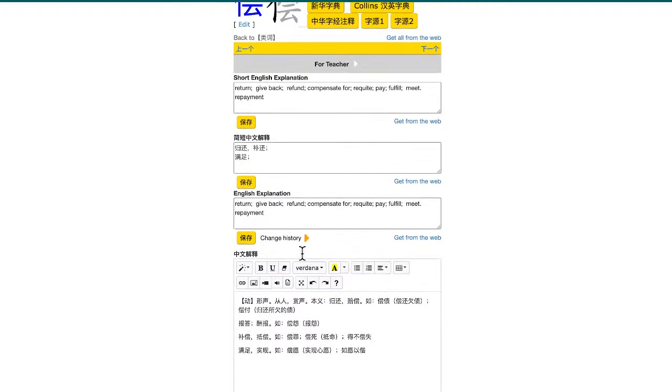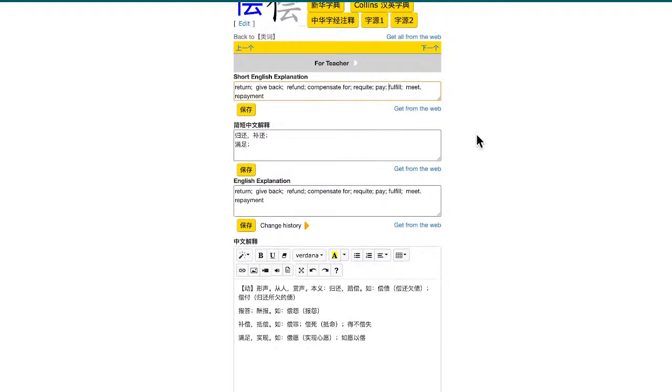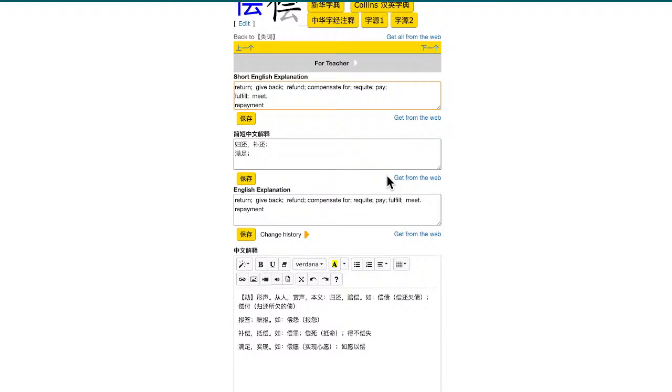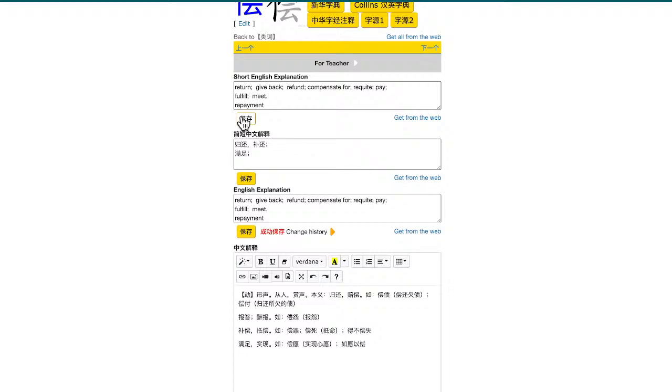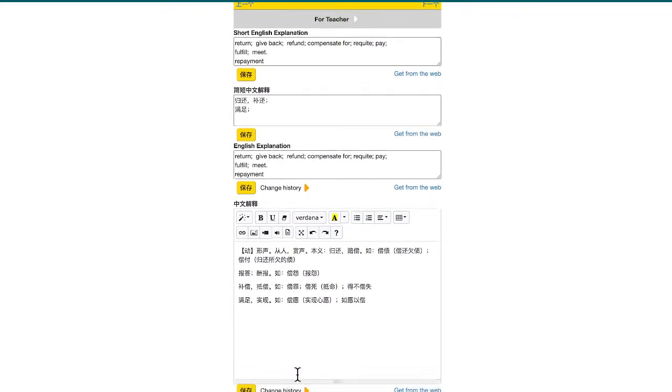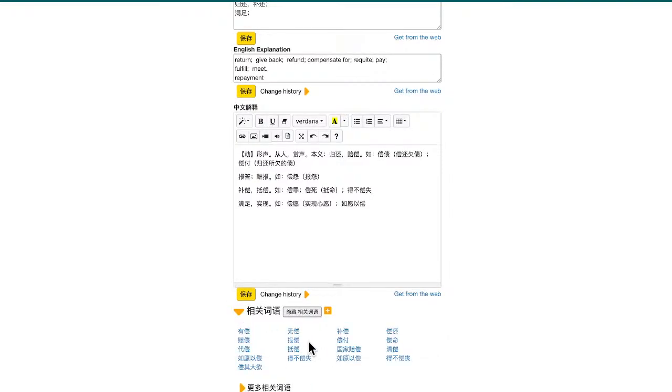The second meaning is meet or fulfill. For example, 如愿以偿, that means fulfill wishes. 无偿, that means you're doing something with no intention of getting paid. And 赔偿 means repayment, compensate.